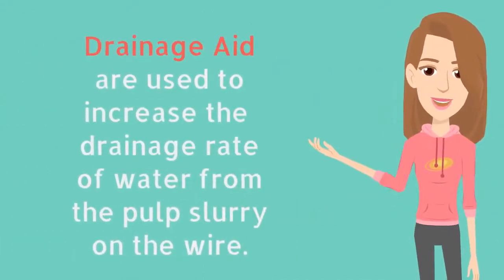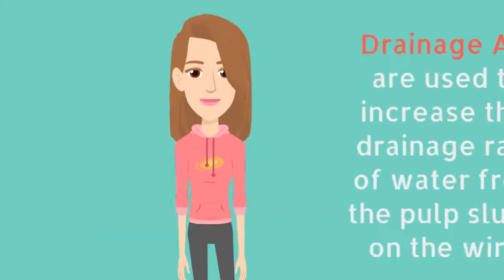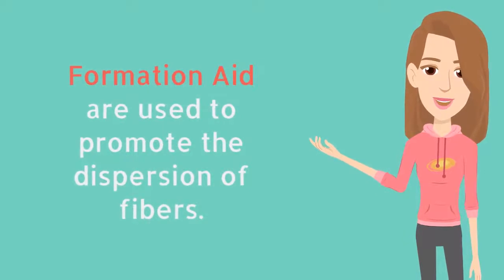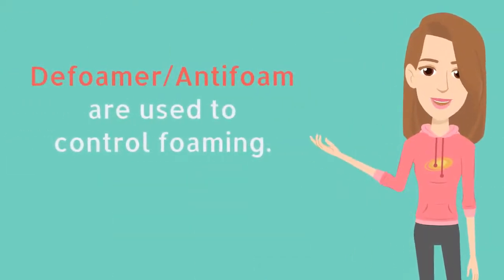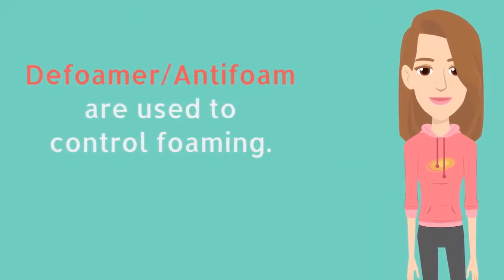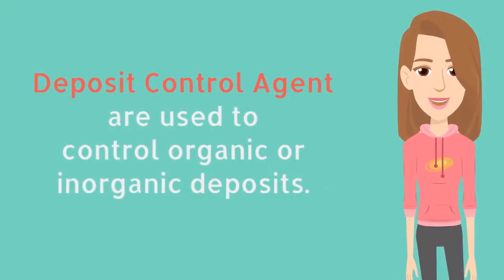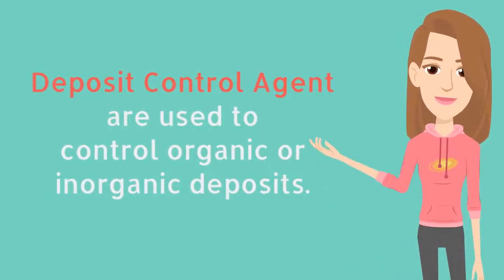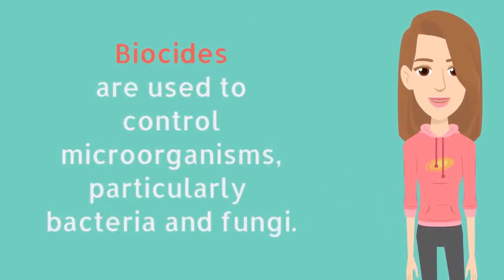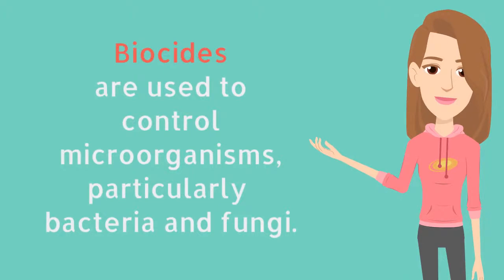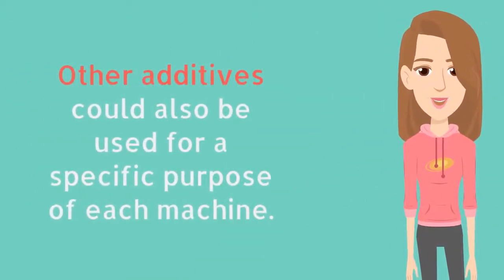Drainage aids are used to increase the drainage rate of water from the pulp slurry on the wire. Formation aids are used to promote the dispersion of fibers. Defoamer or anti-foam is used to control foaming. Deposit control agents are used to control organic or inorganic deposits. Biocides are used to control microorganisms, particularly bacteria and fungi. Other additives could also be used for the specific purpose of each machine.